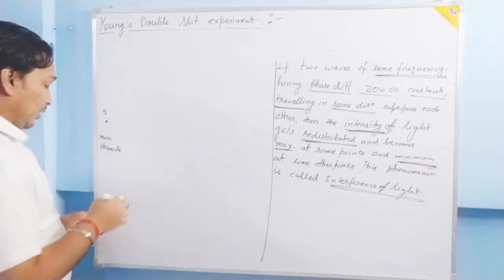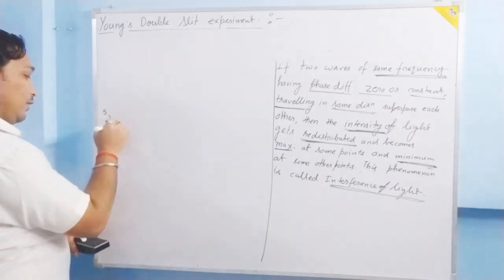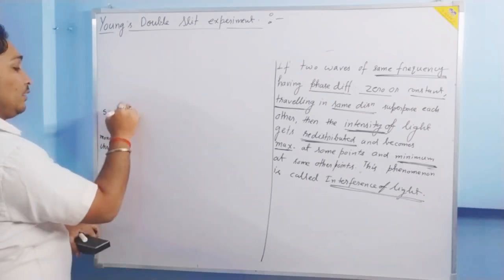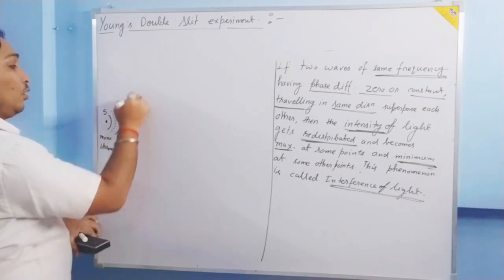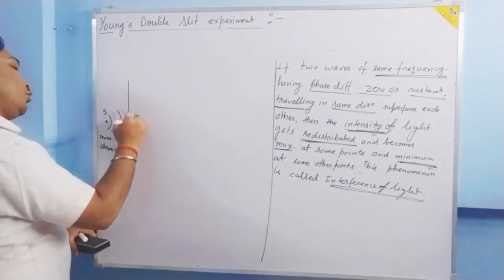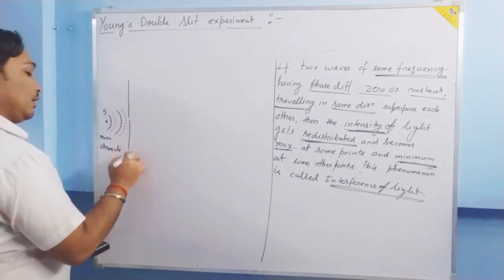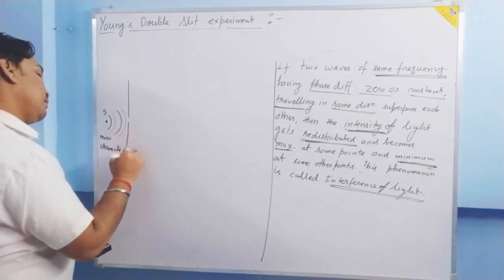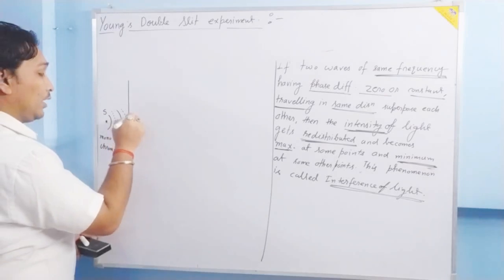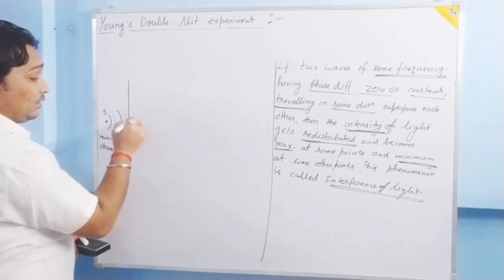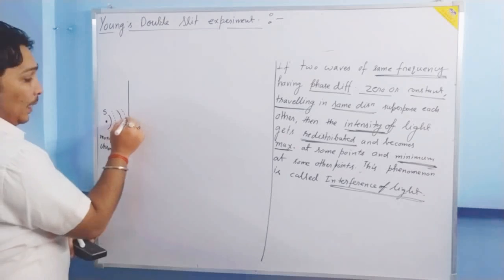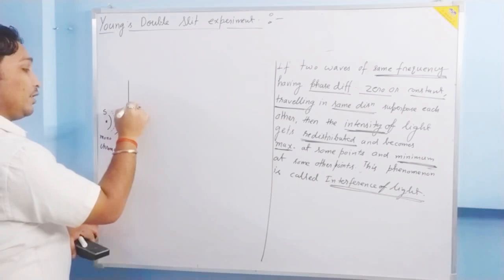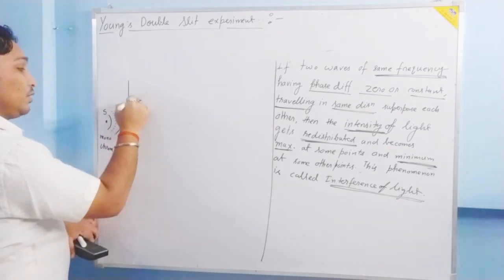From the source of light, what happens? Since it is a point source, spherical wavefronts are there. So what we do? We put a slit over here. This slit has a narrow hole, and this narrow hole becomes a new source of light. So from here, the wavefronts are generated, which are in a spherical shape.